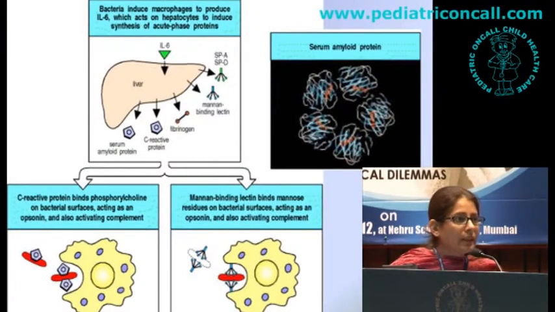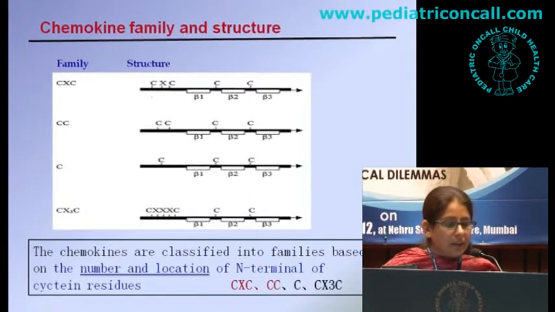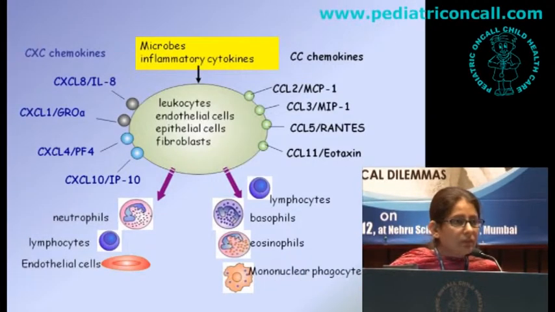Next, we come to the chemokines. The chemokines basically cause chemotaxis, and they act on the primary lymphoid organs, causing migration to the secondary lymphoid organs, and then to the blood, and then to the tissues. So the cells reach the site of infection. Chemokines are basically divided into families based on the number and the location of the N-terminal cysteine residues. This is a pictorial representation of what I've talked about till now.